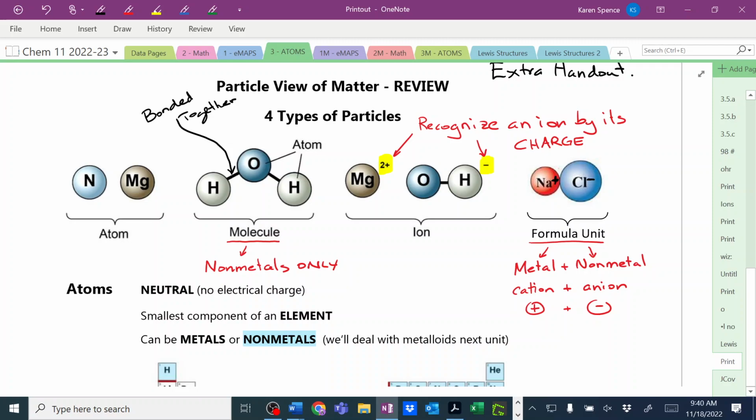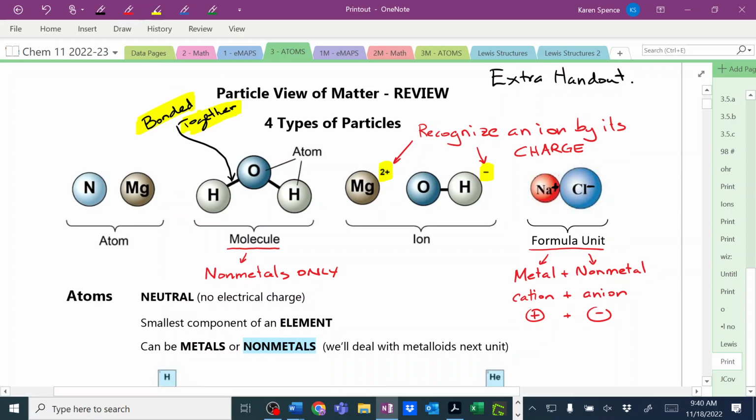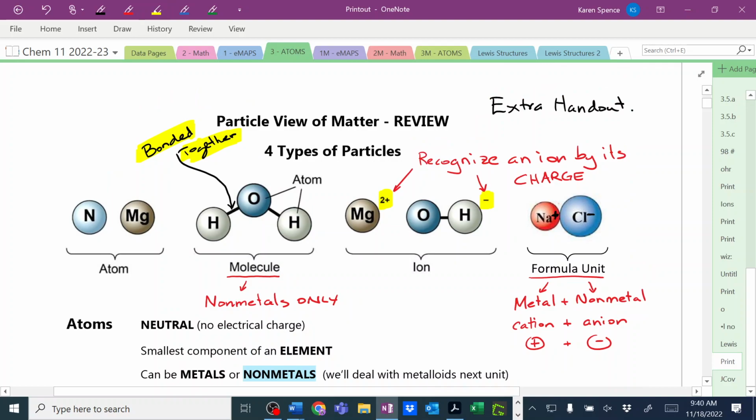Oh, by the way, over in our molecule, we have these atoms which are bonded together. What type of bond is that? That is a covalent bond, so they are covalently bonded in a molecule.